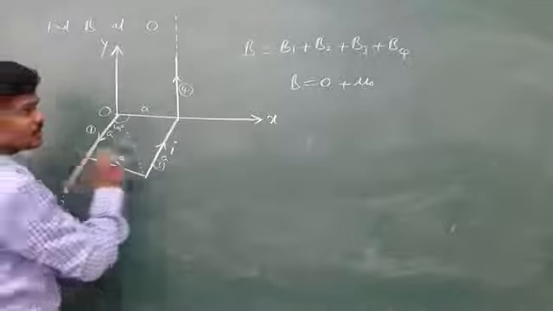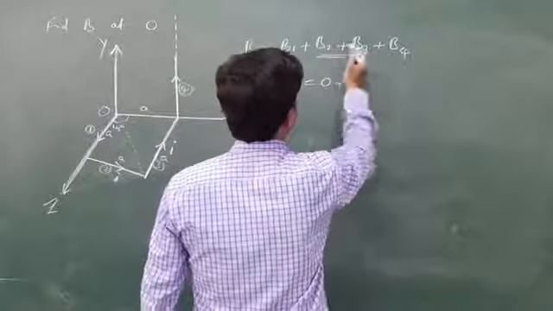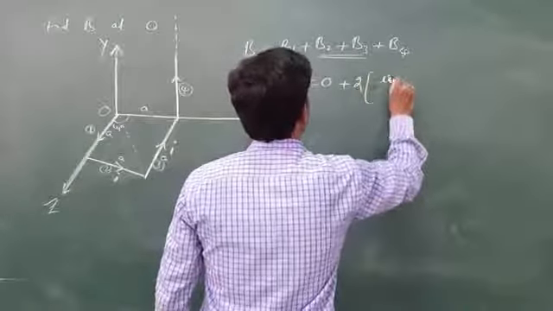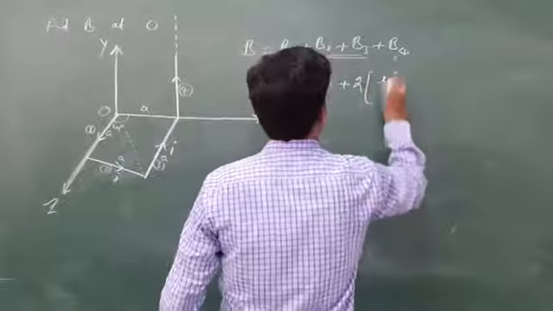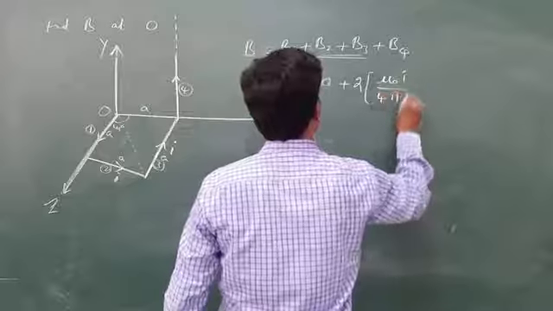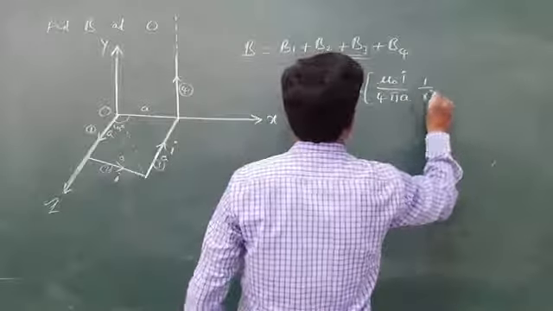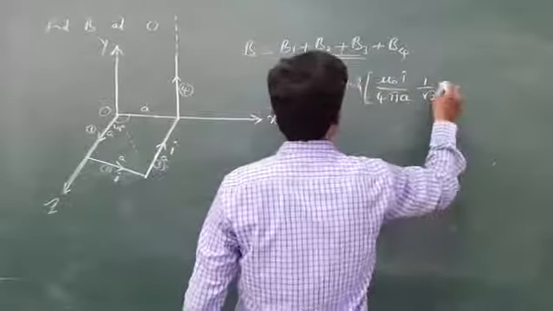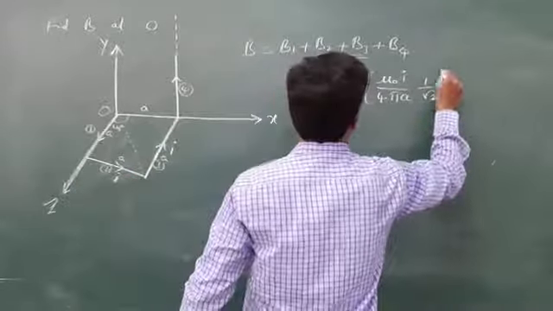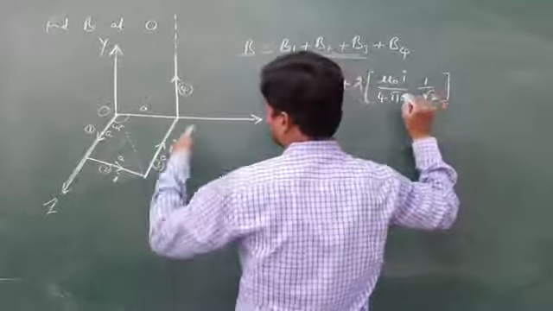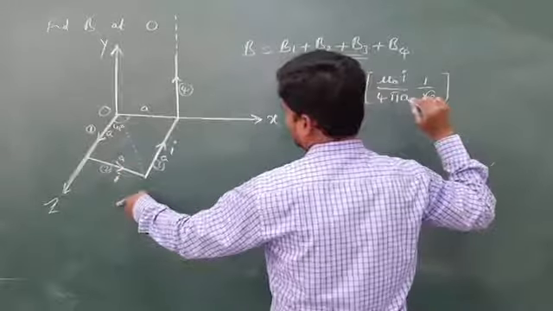Since it is one end, B2 and B3 will be the same. Let me write 2 times directly: mu naught I by 4 pi a, sin 45, that is 1 by root 2. Only one end of the wire for this, and for this also one end of the wire. And these two are in the XZ plane, so the field is along the y-axis.